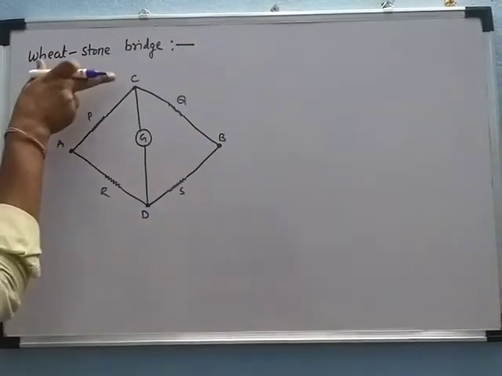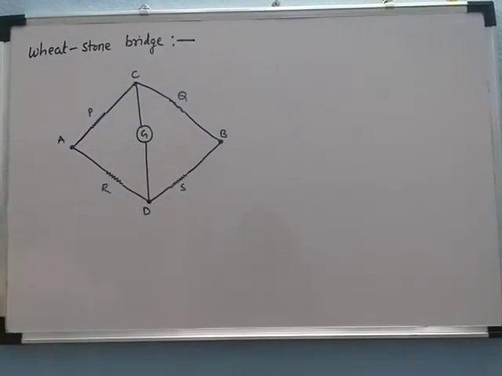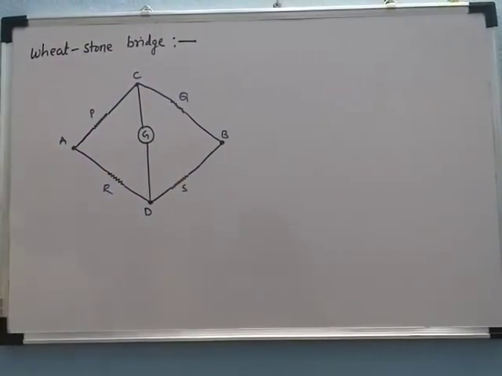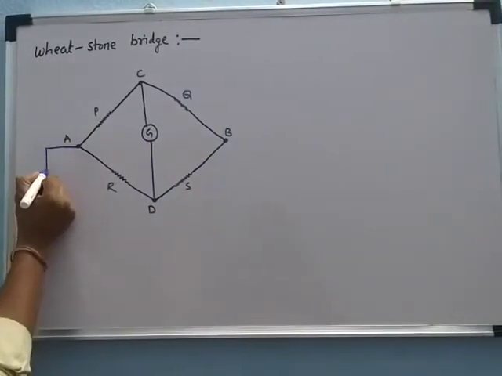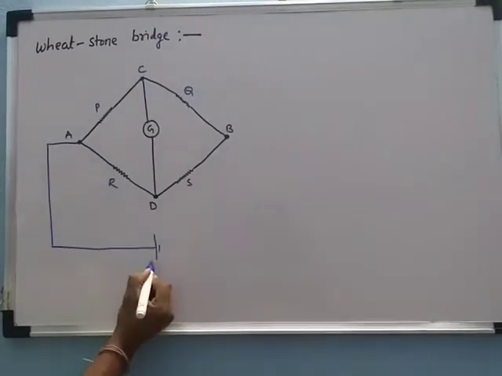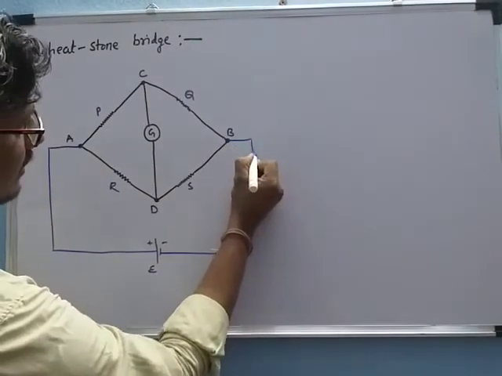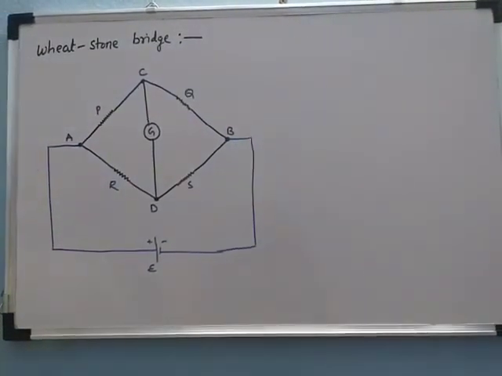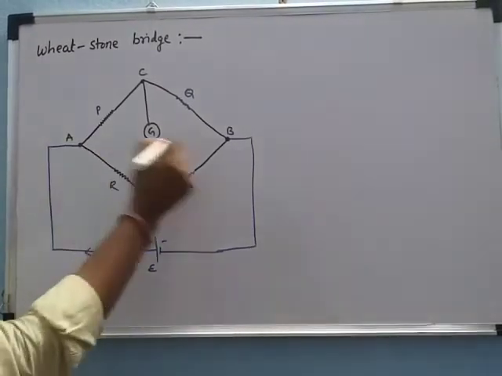Now observe here: the junctions C and D are connected by the galvanometer. The galvanometer is used for measuring current. And between the junctions A and B, we connect a battery of EMF E. The current passes from the positive terminal to the negative terminal.